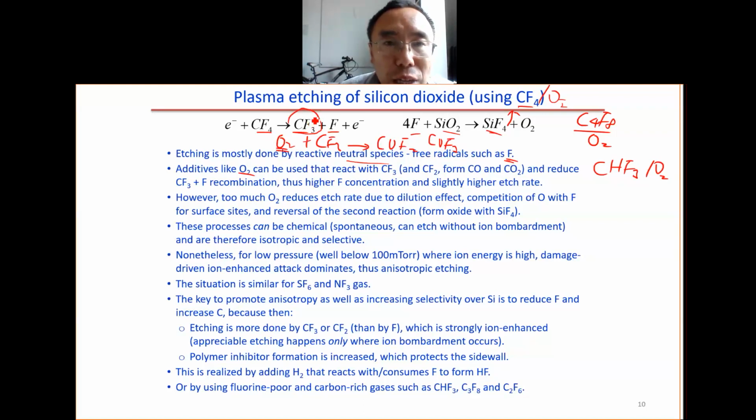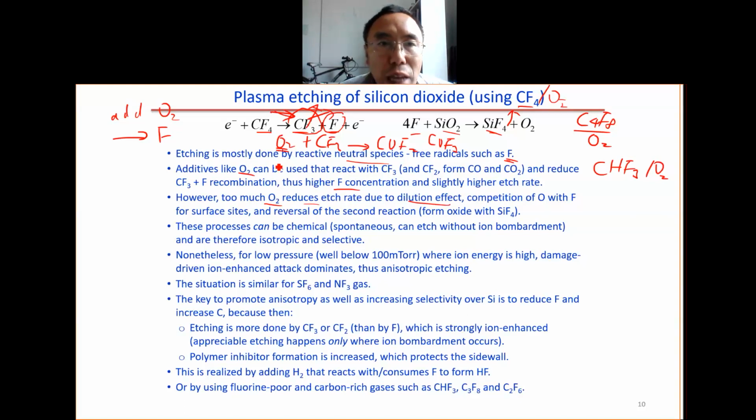When the CF3 is removed by the oxygen, the reaction goes more to the right side, so you generate more fluorine. That means when we add oxygen, we get more fluorine, because this reaction goes to the right side when it is activated by the oxygen. So we have a higher fluorine concentration, and this gives you a slightly higher etch rate. But when you have too much oxygen, it will reduce the etch rate because of dilution.